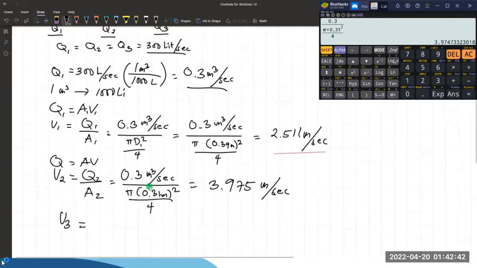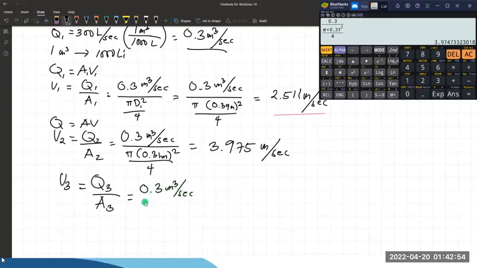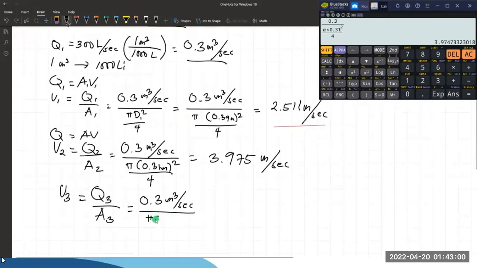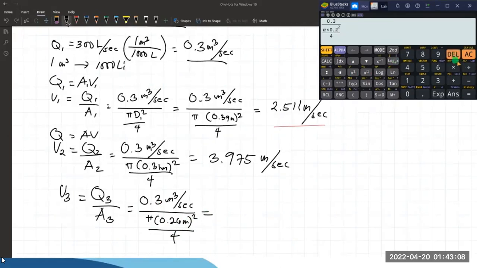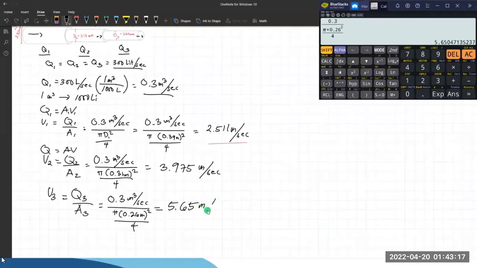For the velocity on the smallest pipe, we have Q3 over A3. 0.3 cubic meters per second again, to be divided by the diameter, which is 260. So pi d squared over 4, 0.26 meters squared over 4. The answer for the velocity is 5.65 meters per second. Okay, so here are your values.